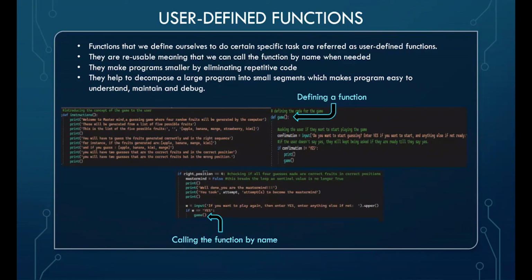Functions are also reusable and can be called by name when needed, and they make programs smaller by eliminating repetitive code. I have used the game function in two more ways here. One being when the user enters anything else other than yes when they are asked if they are ready, the game function is called to keep asking them whether they're ready. And I've also called the game function when the user says yes, they want to play again after a round. And this means instead of typing the whole code again for the game, I've just called the function, allowing me to make the program smaller and also save time.